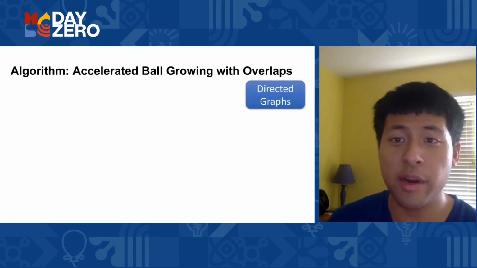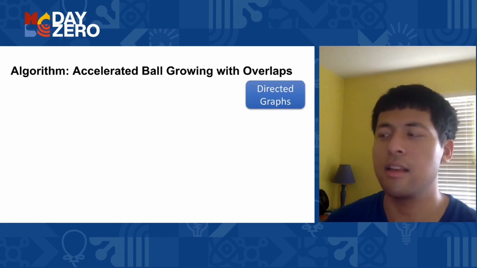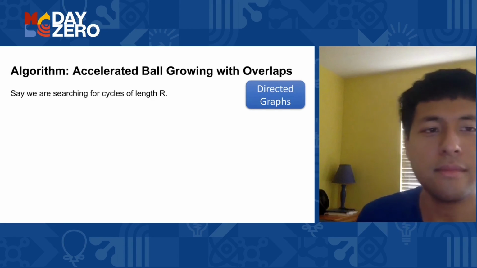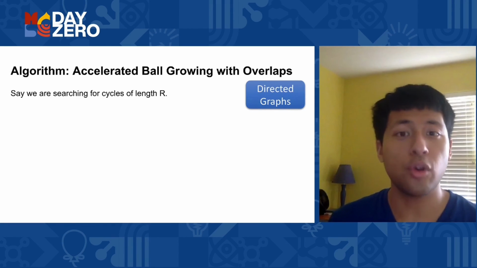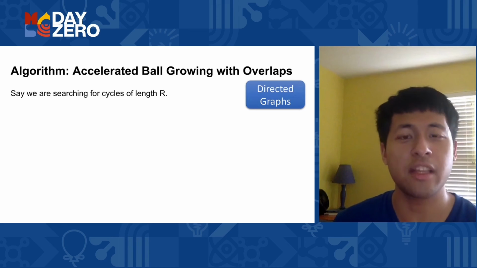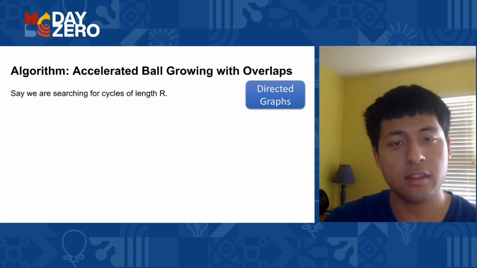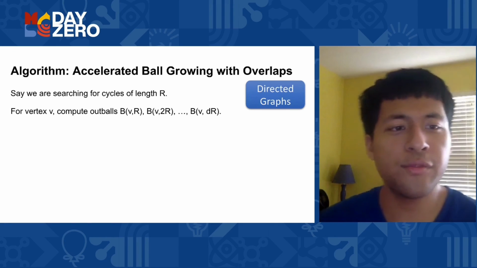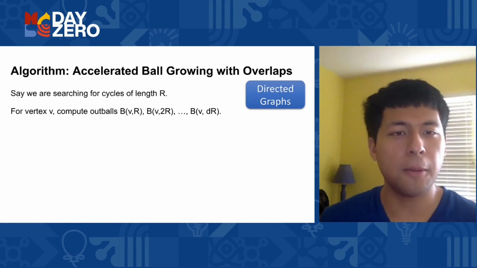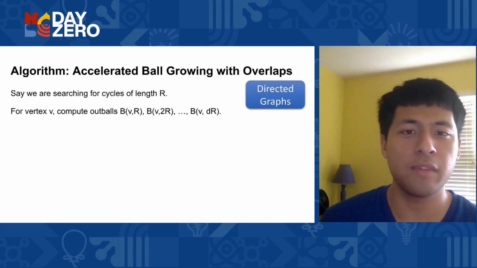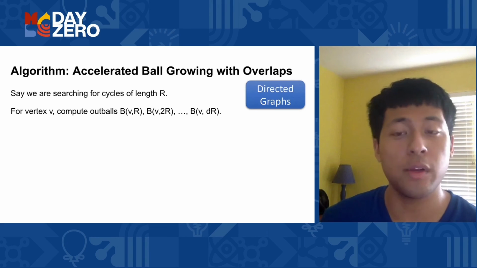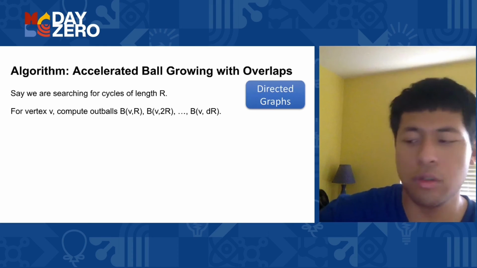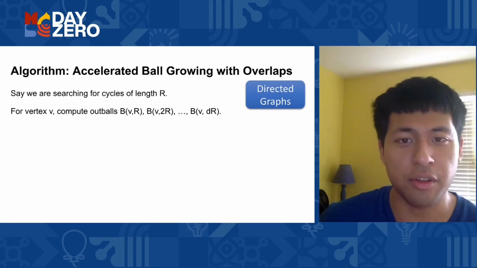Now let me switch gears to directed graphs and give some intuition for the k log n algorithm. Say that our goal is to find a cycle of length r in a directed graph. So let's fix a vertex v and compute the outballs of radius r, 2r, all the way to dr. Here an outball just means I'm going to start at v and run a shortest path up to distance r in the graph.